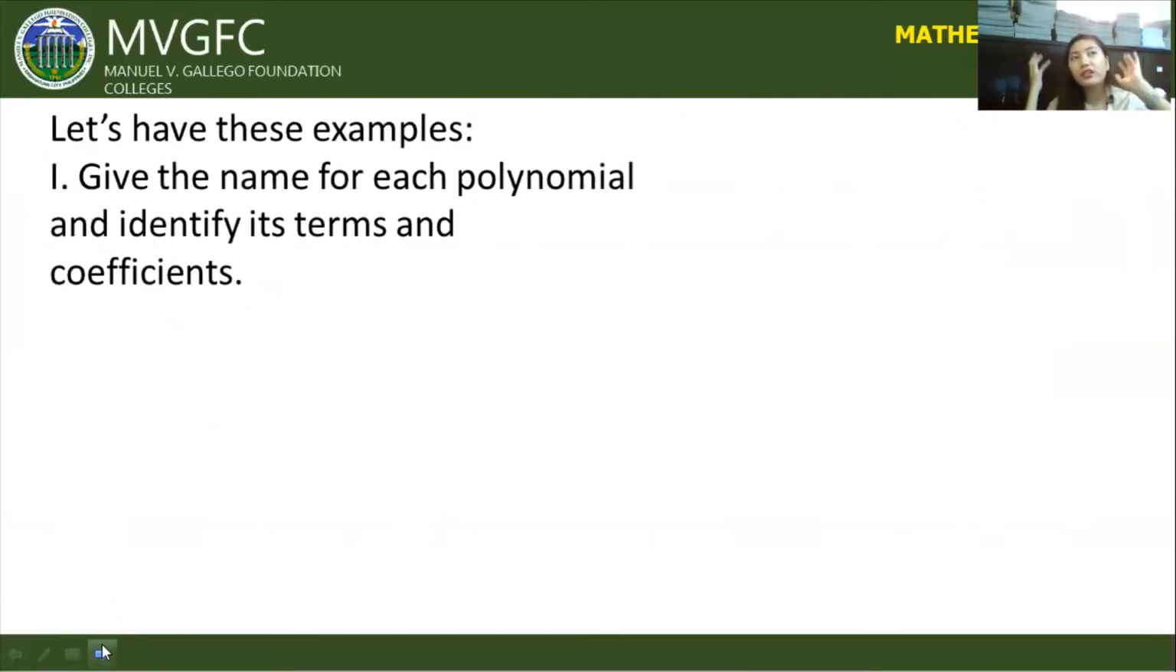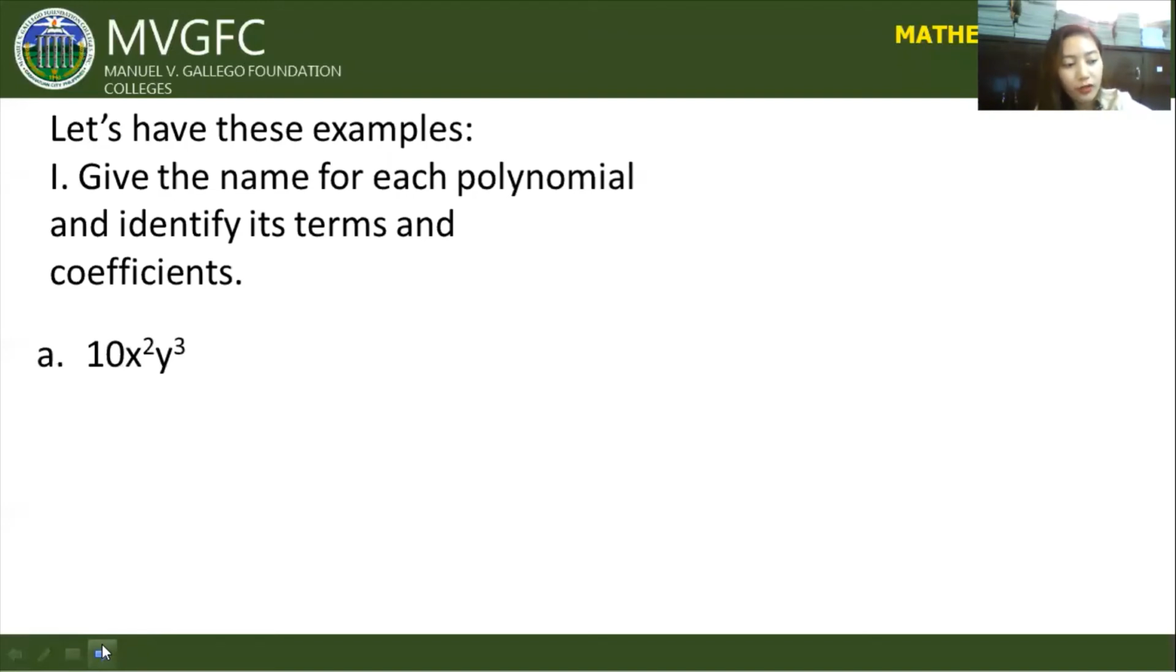However, if you can still recall, if the terms are more than 3, there is what we call the multinomial, or polynomial. Okay, right? Poly means many, like polygon, right? Many sides, something like that. So now let's have these examples. First is to give the name for each polynomial and identify its terms and coefficients.